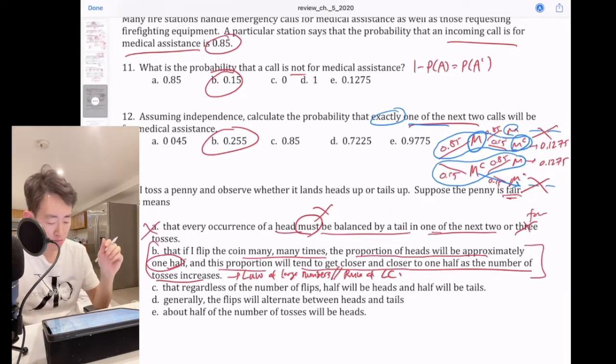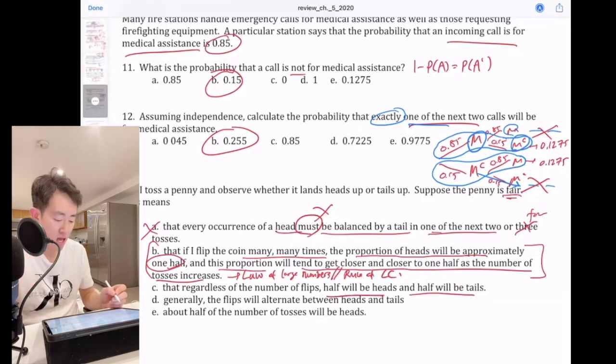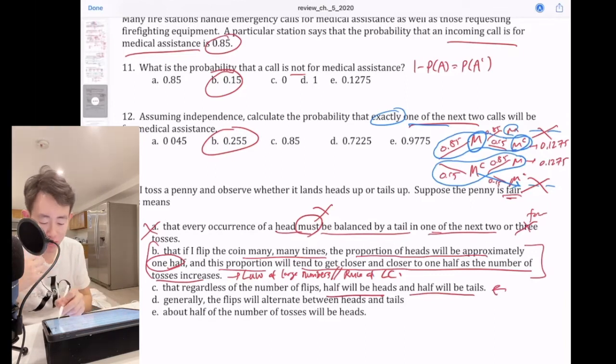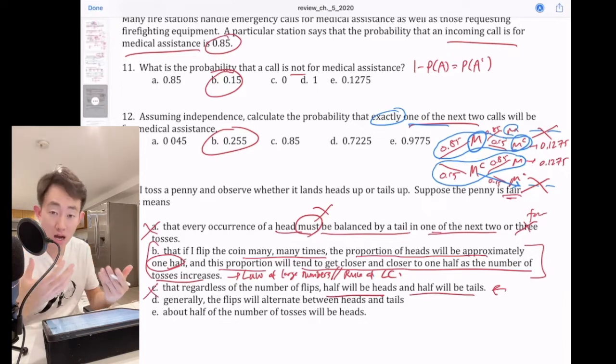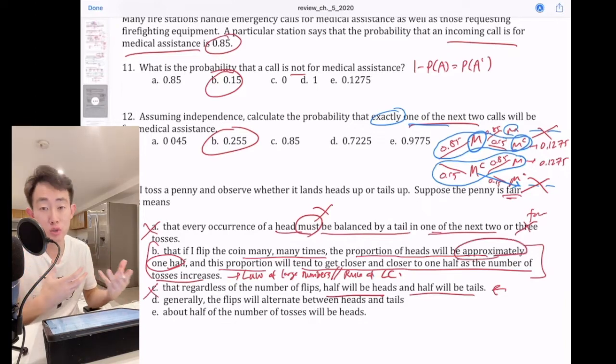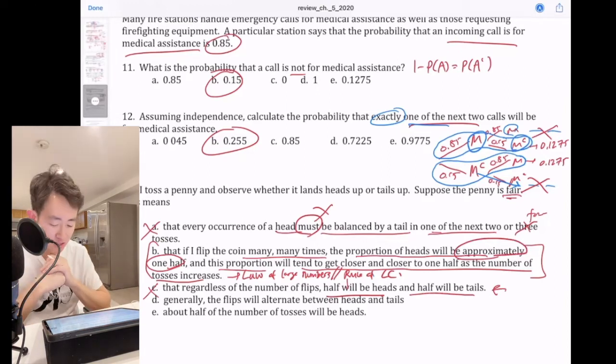Choice C: regardless of the number of flips, half will be heads and half will be tails. Very bluntly put, and you're guaranteeing that half will be heads and half will be tails. Somewhere you should say that this is not a guarantee. Same reason as A. C doesn't sound right. It's not a guarantee that half will be heads, half will be tails. It's going to be approximately. These cushioning words should be there to make it sound okay. But "will be this, will be that," you can't say it in statistics.